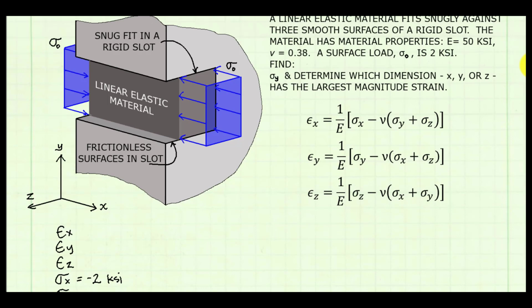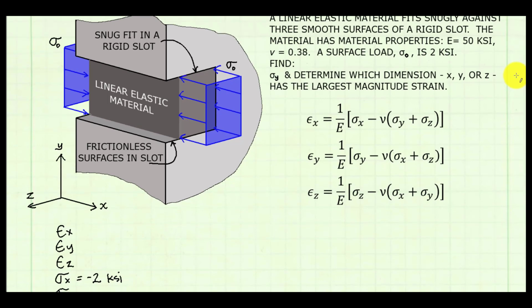Now let's consider the strains. Under the applied load, we will expect the linear elastic material to deform. It will certainly deform in the x direction. It will get shorter, but we don't know how much. In the y direction, the material will want to expand, but it is constrained due to the surfaces of the slot. Therefore, the strain in the y direction is going to be 0.